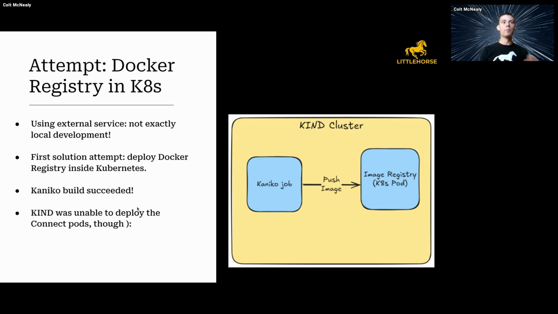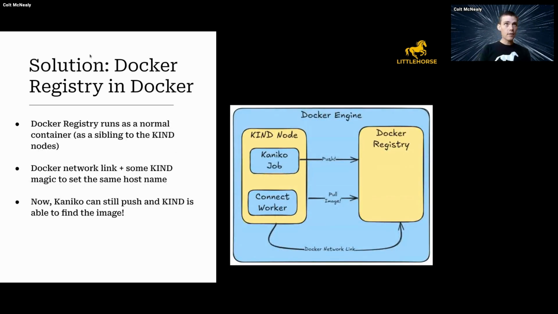But when Kind tried to deploy the Kafka Connect pod, it couldn't. The Kind node didn't know how to pull the image from this image registry. So the deployment failed, which brings me to the second attempt. What we did was decide to take advantage of some really cool Docker networking and the fact that Kind is just a Docker container. And we deployed a sibling Docker container.